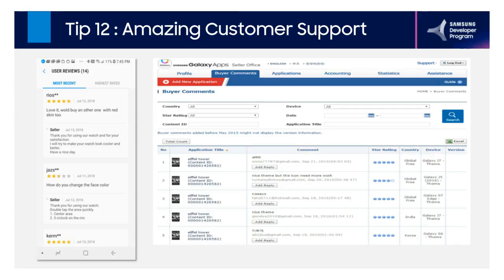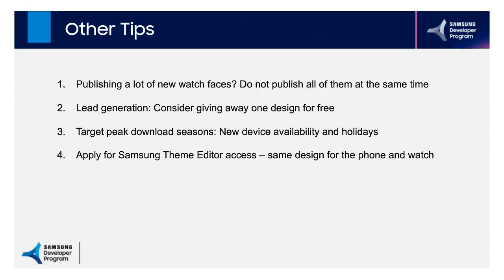Other tips: if you are publishing a lot of watch faces, the recommendation is not to publish them all at the same time. If you do that, it is likely to impact your discovery in the store negatively. So phase them out, do one at a time. Lead generation: it seems that if you are giving a one coin item for free, then it will drive traffic to your other paid items. You may want to do A/B testing to see if that works for you.